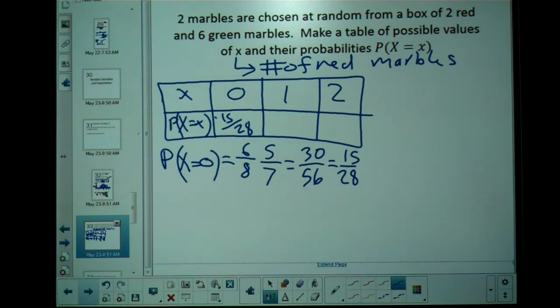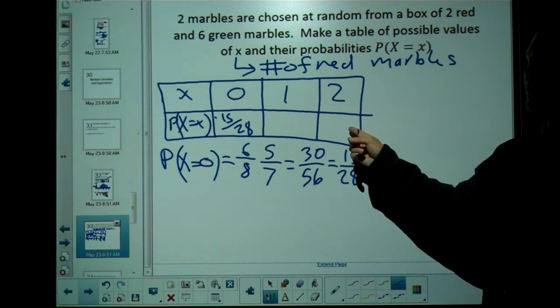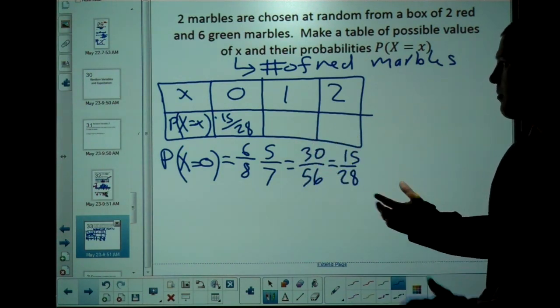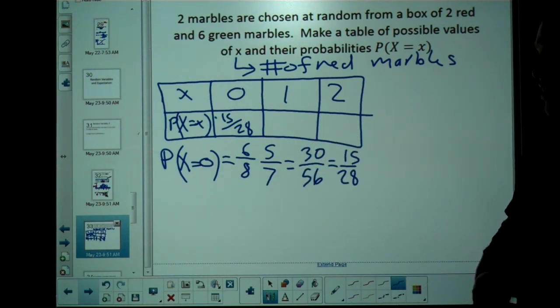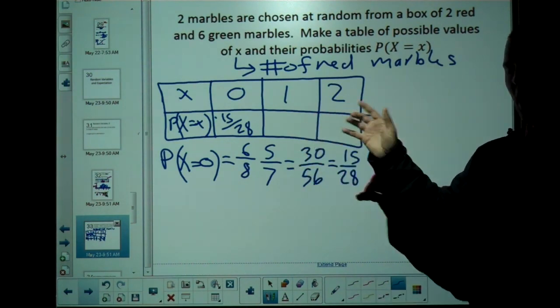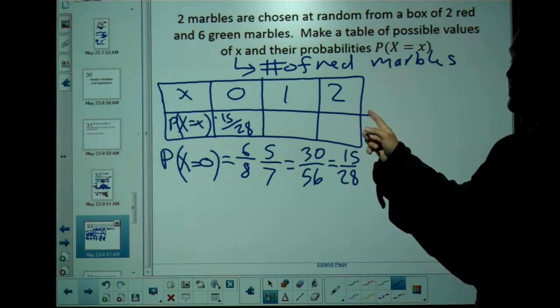Okay, let's go to the next one. Now, to me, it sounds a little bit easier to deal with 2, because there's multiple different ways you could pull out 1 red marble. You could pull it out on your first draw, or you could pull it out on your second draw. So we'd have to calculate 2 probabilities and add them together. I don't want to do that. So let's do the simpler version.